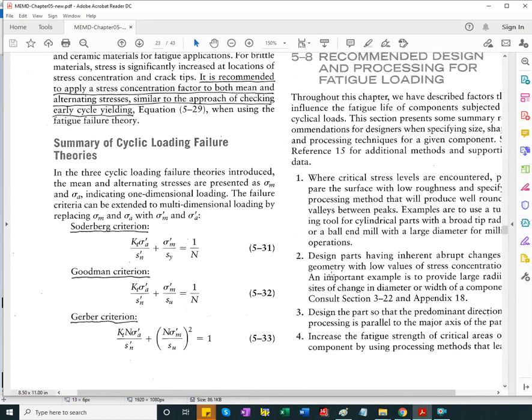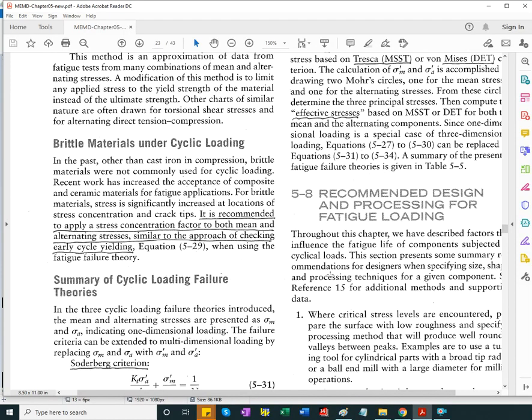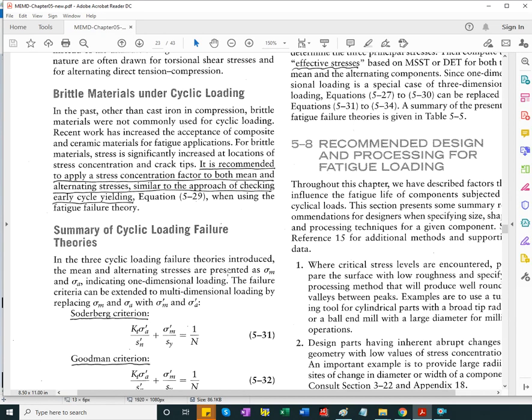For brittle materials, the stress concentration is recommended to be applied to both the mean and the alternating stresses, versus just the alternating stresses like you saw for ductile materials. Okay.